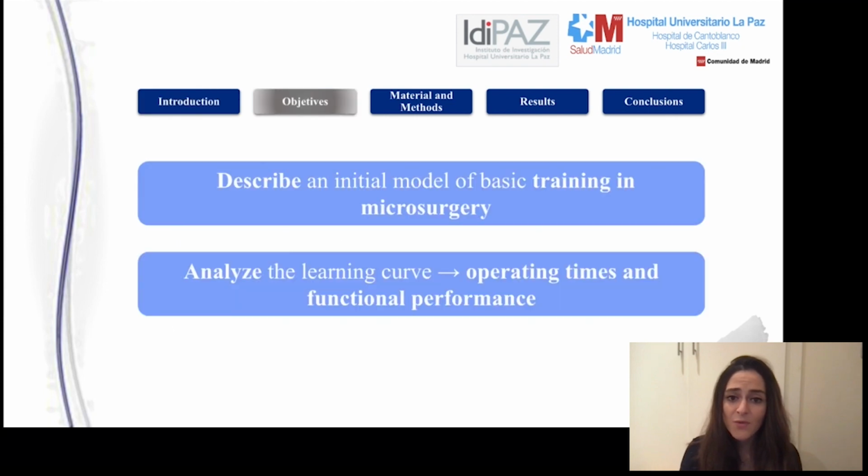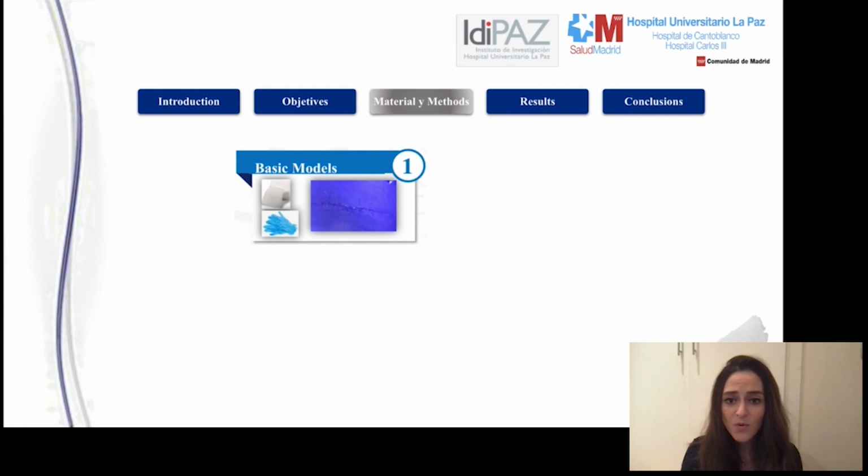The objectives of our work were to show our initial model-based training in microsurgery to serve as a model or guide for others, and to analyze the learning curve during the process, including the operative times and the functional outcome of the procedure. Our experimentation program is composed of an initial theoretical part and several practical modules divided into three levels.